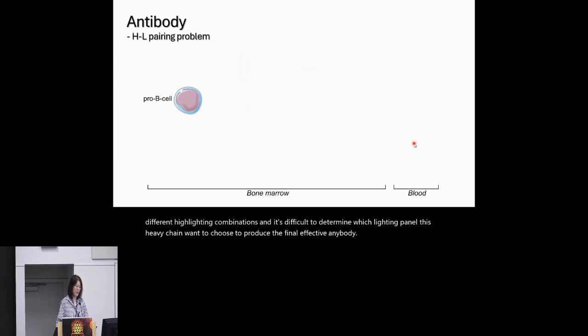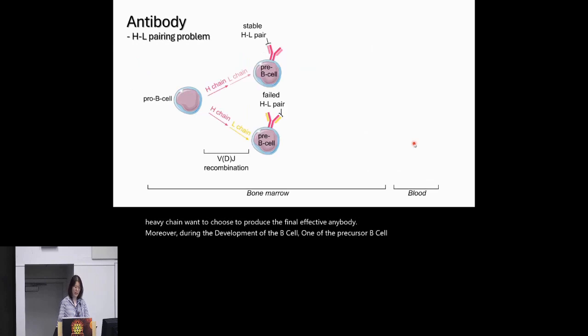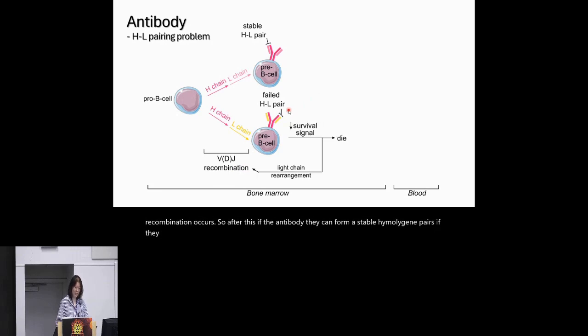Moreover, during the development of the B cell, one of the precursor B cells is called the pro-B cell. It will first try to produce a heavy chain and then produce a light chain. This is where the VDJ recombination occurs. After this, if the antibody cannot form a stable heavy and light chain pair, it cannot gain the survival signal. So this B cell will die.